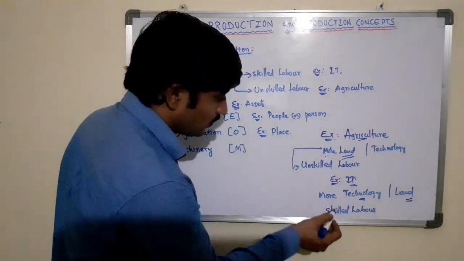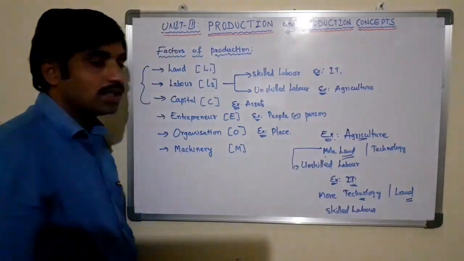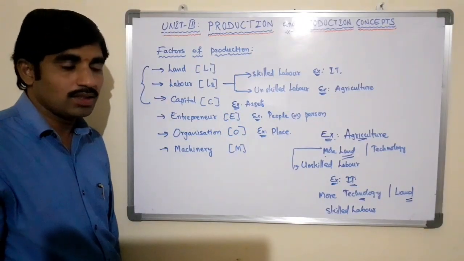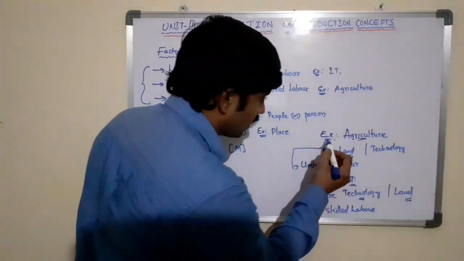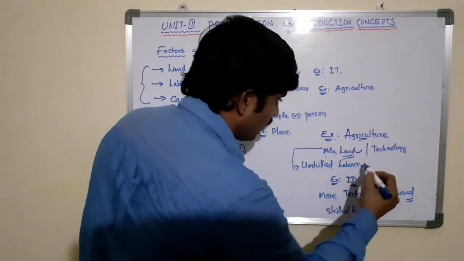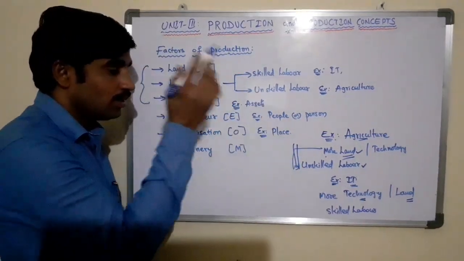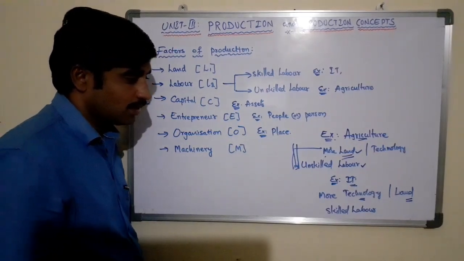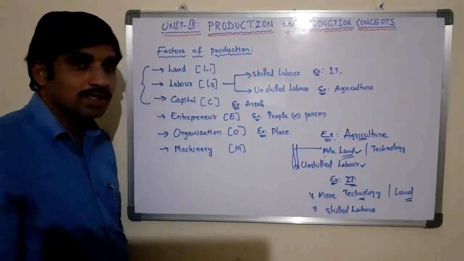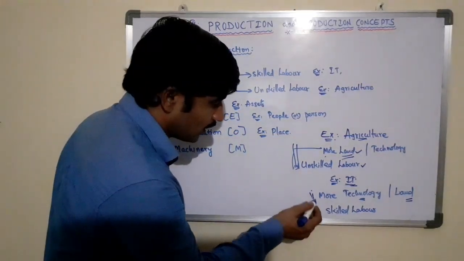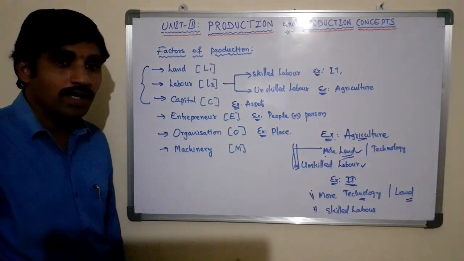So these four are the inputs, but based on the requirement, need and importance, we take them up in order to produce the optimum products. In the agriculture sector, land and unskilled labor play a significant role. So these two are the inputs for producing the product in the agriculture sector. Whereas in the IT sector, technology and skilled labor play a significant role. Hence, we take these two as inputs for producing the products and services in the IT sector.